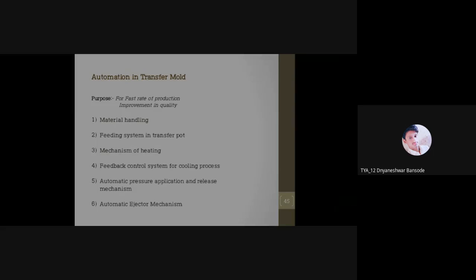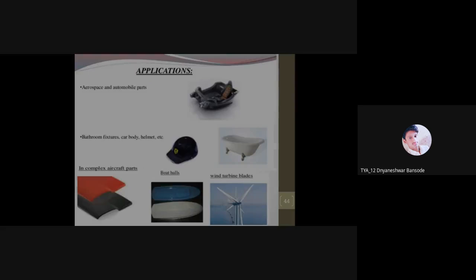So in your exam, possibly there will be a single question on the transfer molding. Explain in detail about the transfer molding and automations or possibility of automation in the transfer molding. Okay, you can write on it easily. So automation in these pointers, these are some of the applications mostly in the aerospace industry and in the automobile industry.